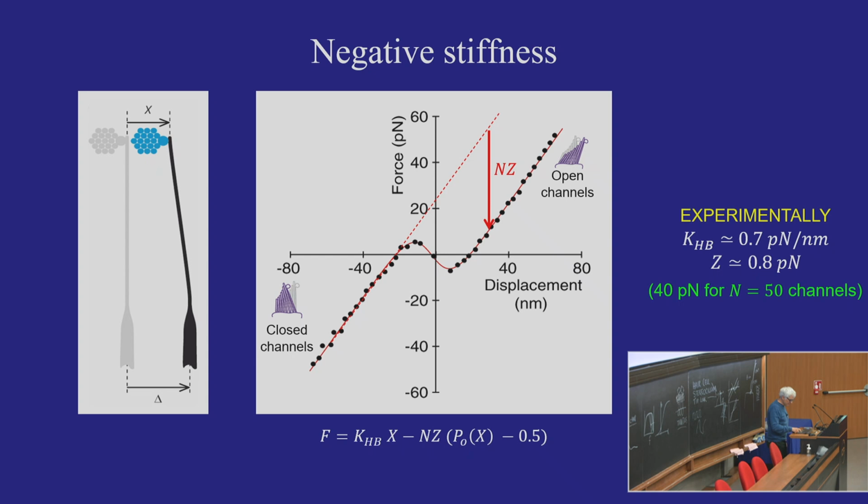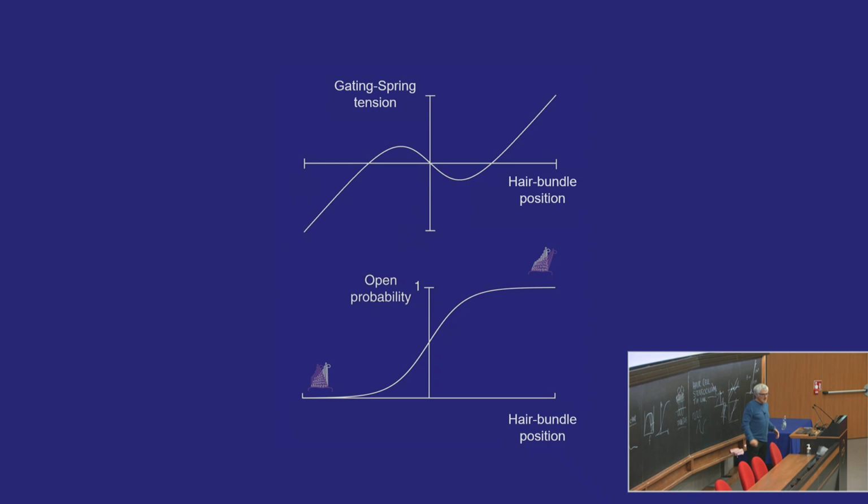Well, to answer the question, we just have to remember that the gating springs are coupled to molecular motors. The job of the motors is to set tension in the spring so as to impose an operating point in the center of the sigmoid. But by symmetry, if we go right at the center we have negative stiffness, because the gating forces are large, and this operating point will be unstable.